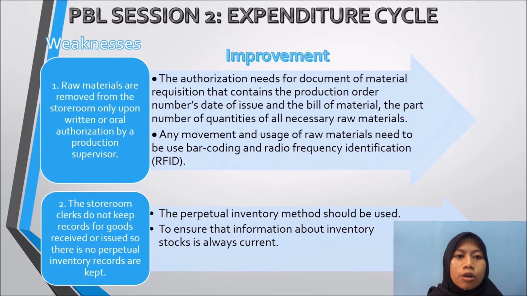upon written or oral authorization by a production supervisor. This will lead to overproduction of specific items. So, the suggestion to improve the weakness is the authorizations need a document of material requisition that contains the production order number, date of issue, and the bill of material, the part number and quantities of all necessary raw materials.